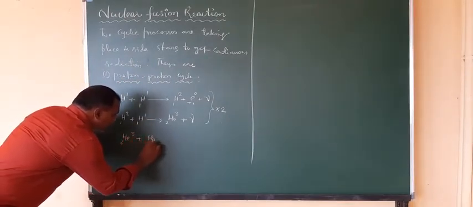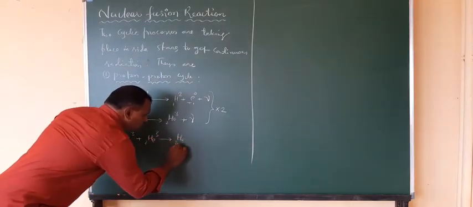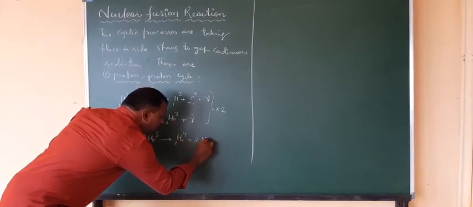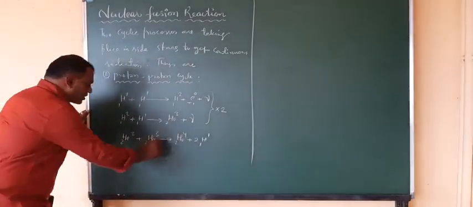plus He23 gives you He24 plus 2 protons. So this is what you can observe.